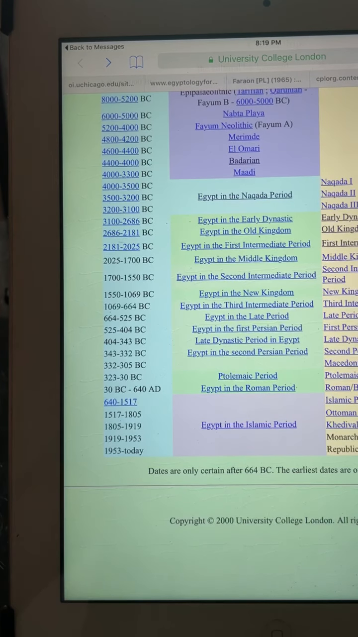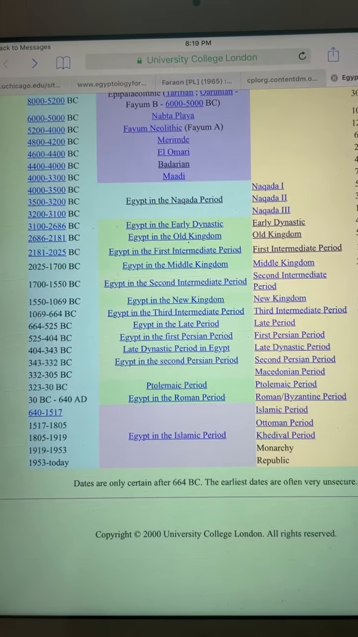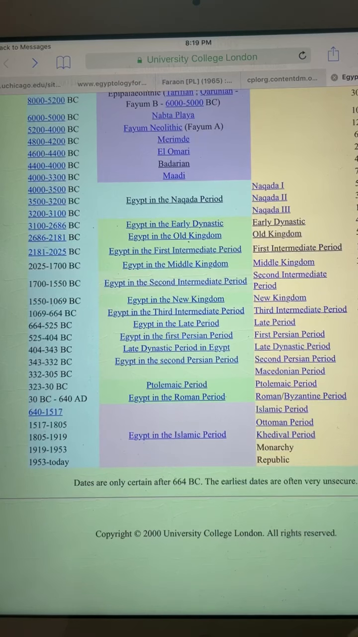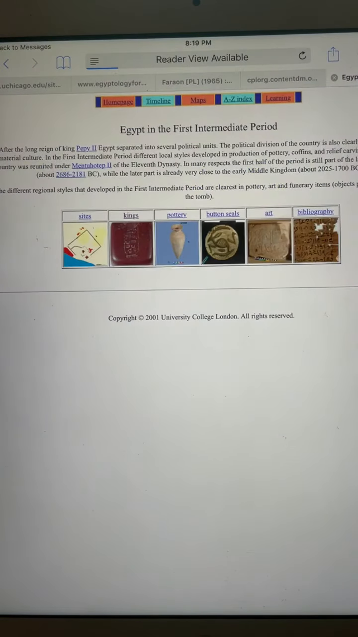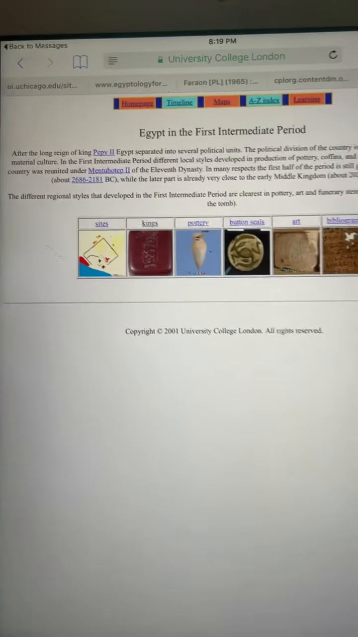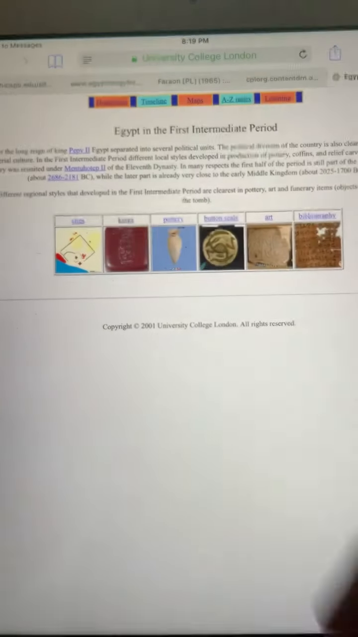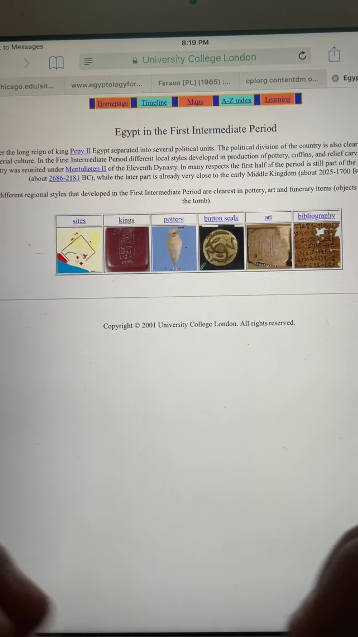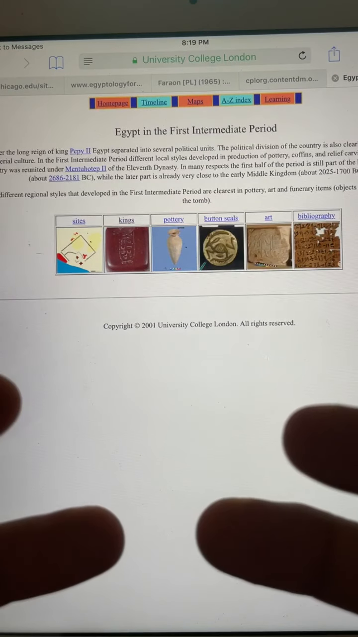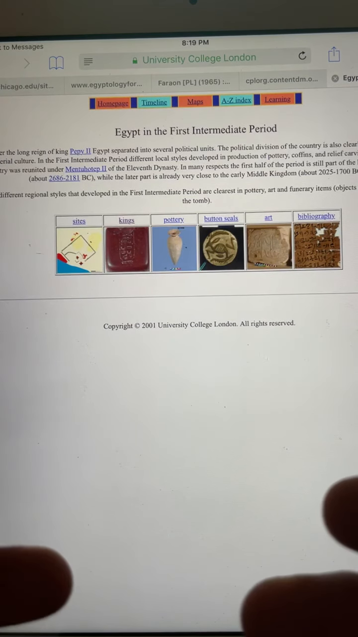Now, the Middle Kingdom comes. The Middle Kingdom is considered by far the most conservative of the periods. That lasted 325 years. Let me see if I can get anything out of the intermediate period. So you can see different kings of the intermediate period. It says that after the long reign of Pepi II, Egypt separated into two political units. It's usually divisions between north and south all the time. So there's always a division between the two.